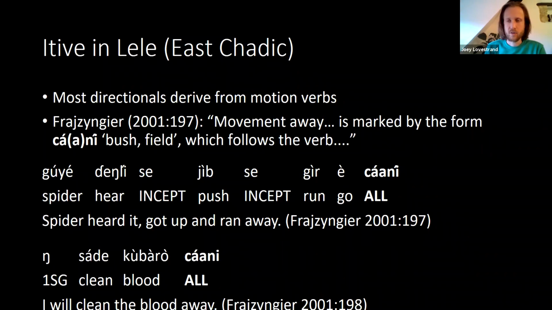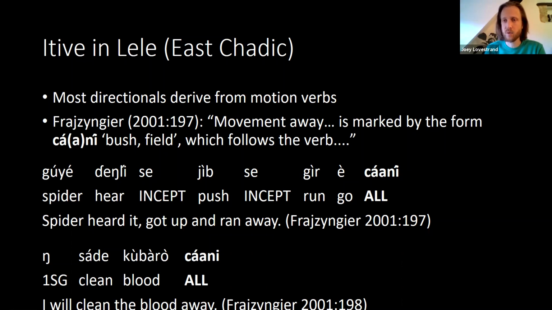One interesting directional marker is found in the language Lele, spoken in southern Chad. Frajzyngier describes this language as having a marker expressing movement away, which is derived from the form for the word bush, that's the wilderness, the African bush, following the verb. And this is atypical because directionals are normally described as being derived from motion verbs come or go. But we see in the first example, the verb run, also followed by go, but then followed by bush. So that might be interpreted as a literal interpretation of going to a location, the bush.